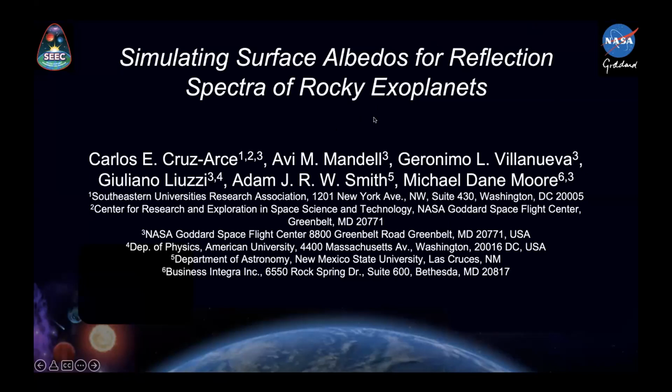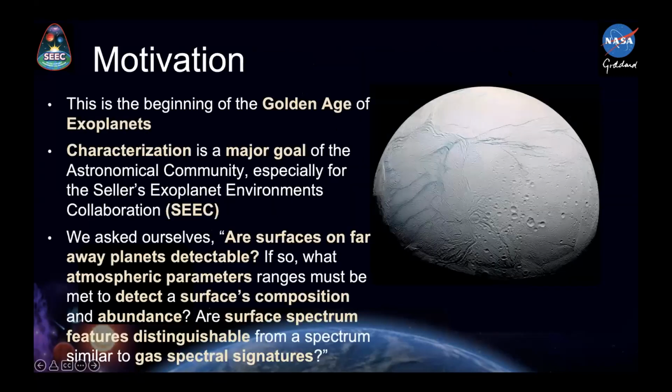So my name is Carlos Cruz-Arce, and I am a post-bac science researcher at NASA Goddard Space Flight Center. And today I'm going to be presenting on simulating surface albedos for reflection spectra of rocky exoplanets. So what does that mean, right? I'll tell you. So what you're seeing here is Enceladus. It is one of the most beautiful objects in the solar system, second to me and to my mother, of course. So this is Enceladus.